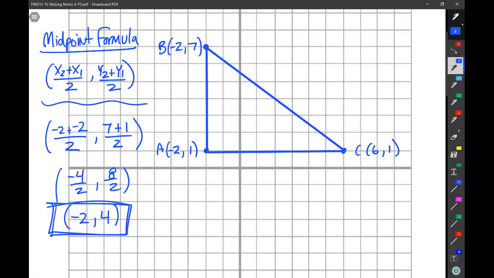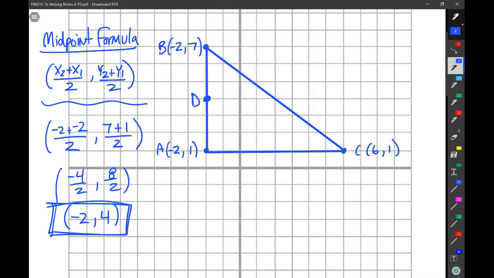So let's see if it's right. We'll figure it out. So -2, +4. Where's -2, +4? Well, if I start at my origin here and I go -1, 2, and then +1, 2, 3, 4, this right here, we'll call that D. That's the halfway point on line segment AB.